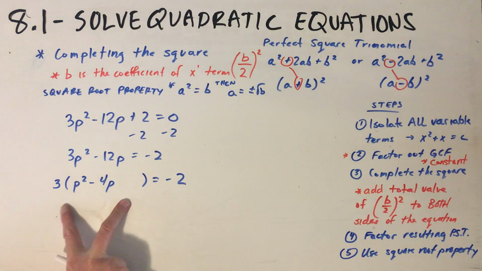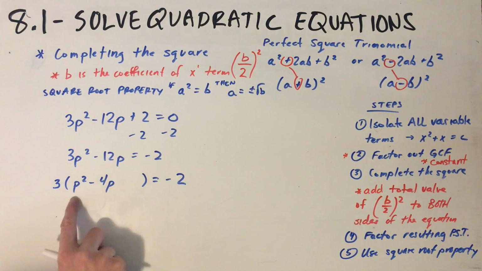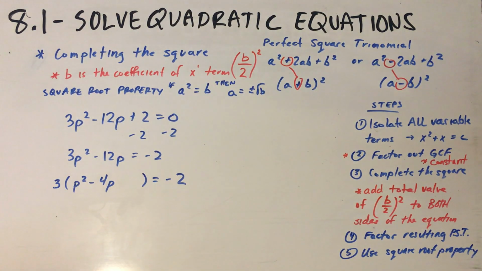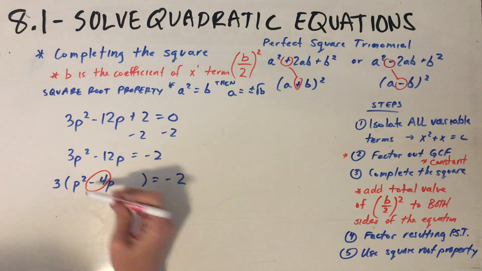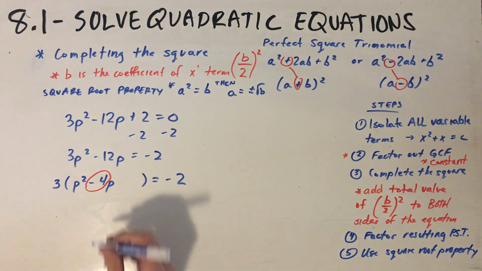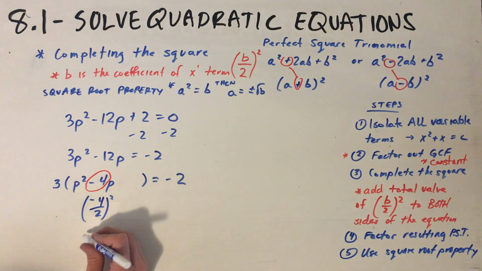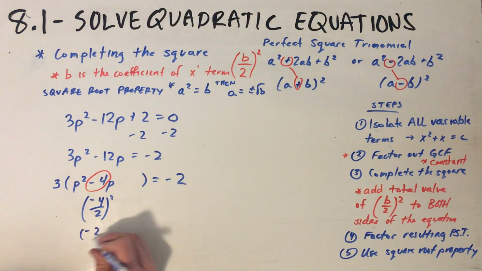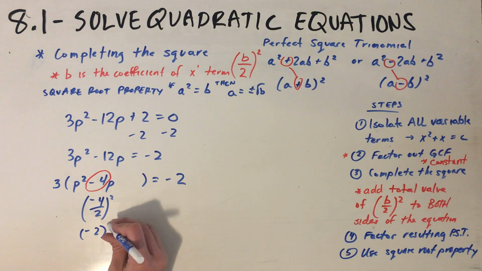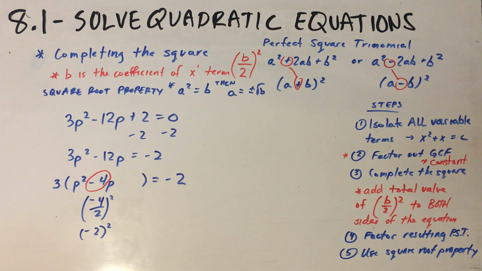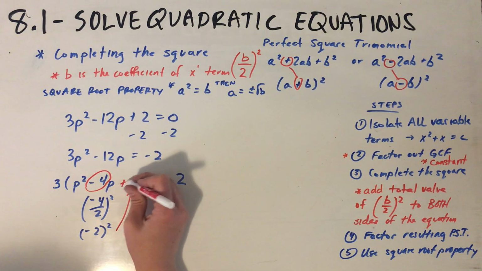Now we need to say, well, what is going to make this in here a perfect square trinomial? Remember that this is the value for b now, right here. So I'm going to take the value of b, divide it by 2, and square it. Well, that is negative 2 squared, which is 4. So that value is going to go right here, plus 4.